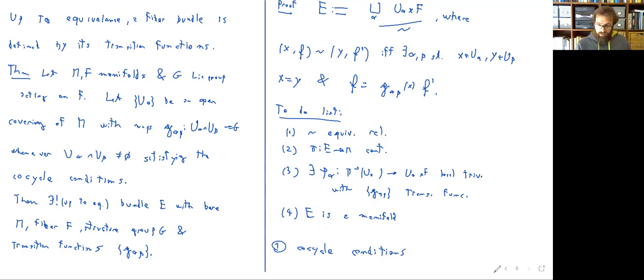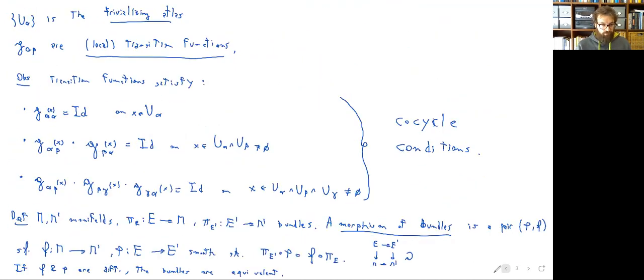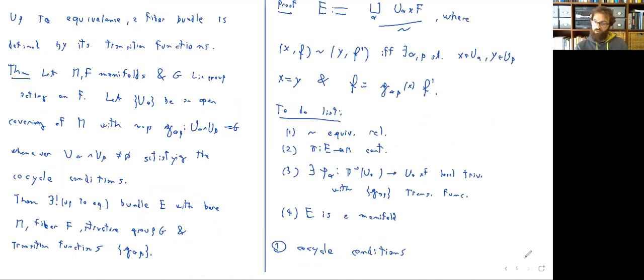Because what does it mean to be an equivalence relation? You need that X is in relationship with X, and this is given by this. Then you need that if X is in relationship with Y, then Y is in relationship with X, and this is given by this. And then you need the transitive property. So if X is in relation to Y, which is in relation to Z, then X is in relation to Z, and this is given by this. So you really see that this now transfers to the three axioms of an equivalence relation.